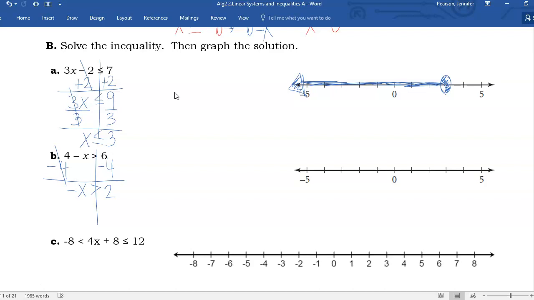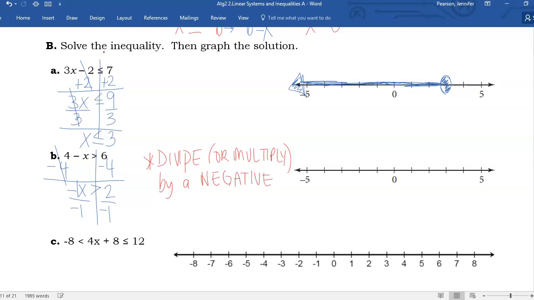Now, when we have that negative in front of the x, remember there is an invisible -1 there. So to get rid of the negative in front of x, we need to divide both sides by that value. And this is where we have an interesting bonus step. Anytime you divide or multiply by a negative, you need to flip the inequality.